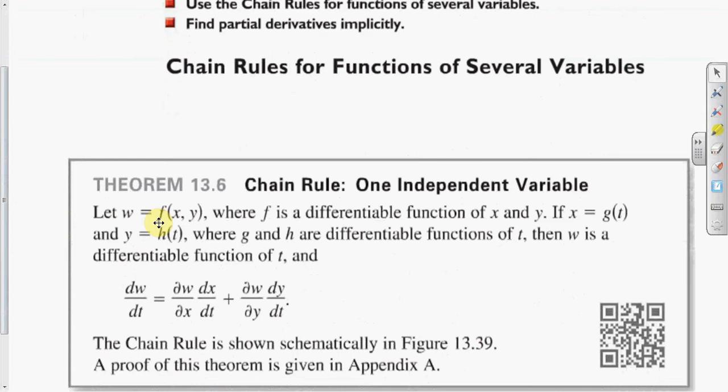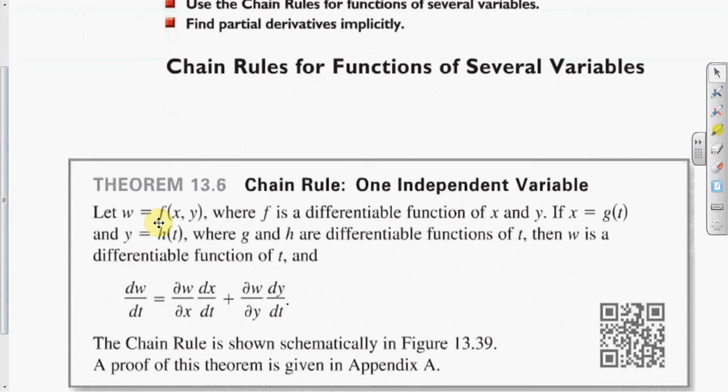So first, let W be a function that depends on two variables. So W is equal to F of X and Y, where F is a differentiable function of X and Y. Notice that X and Y both depend on T, right? X is G of T and Y is H of T. So T becomes the one independent variable. So what we say here is find the derivative of W with respect to T.